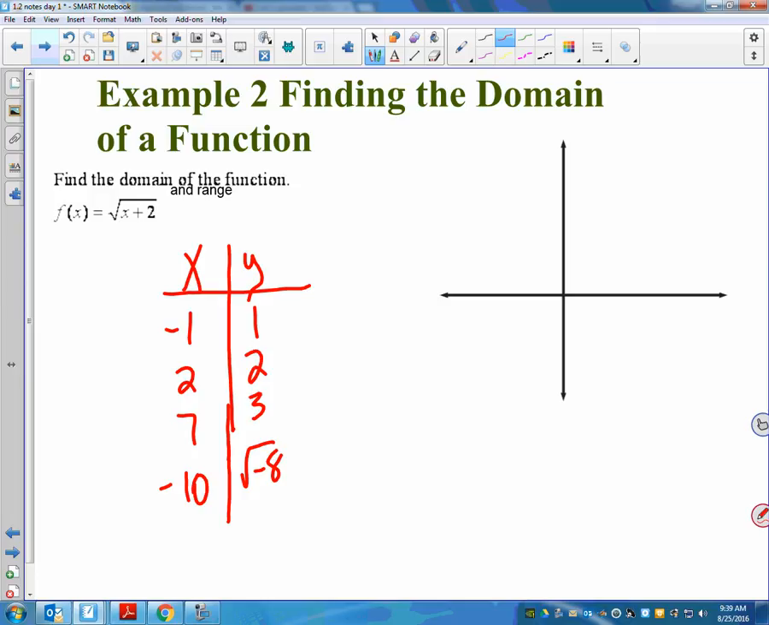Complex numbers, we can't graph those, all right? So that's where this whole idea of domain and range comes into play. You have to think about the domain as what x's are allowed. I think it's easier to think about what x isn't allowed. I can't have a negative underneath that square root. So what is the smallest number I can have under that square root?